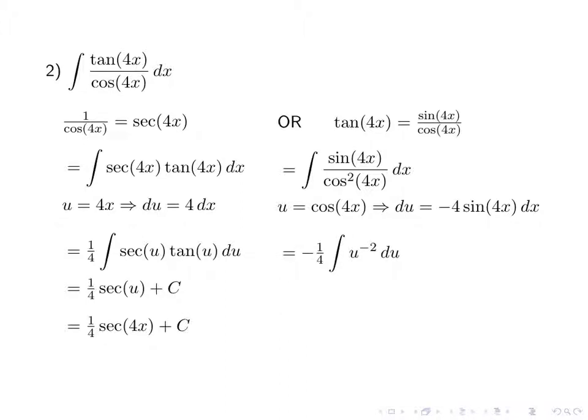So we end up with negative 1/4 the integral of u to the negative 2 du. Remember, that would be 1 over u squared, which is u to the negative 2. Integrating this, we get 1/4 u to the negative 1 plus your favorite constant. Then we plug back in what u is, and we also remember that u to the negative 1 is 1 over u, and u is cosine, so we end up with 1 over cosine, which, again, by definition, is secant. So we have 1/4 secant 4x plus your favorite constant. Either way, you get the same answer, and you can think of it 2 different ways.